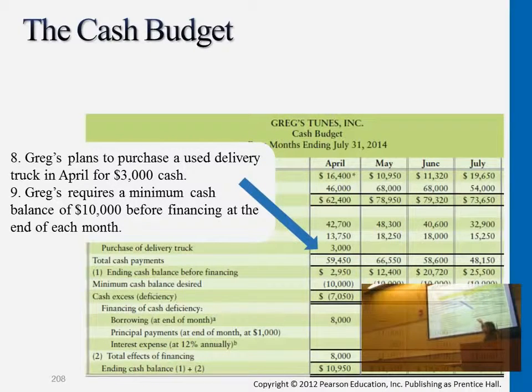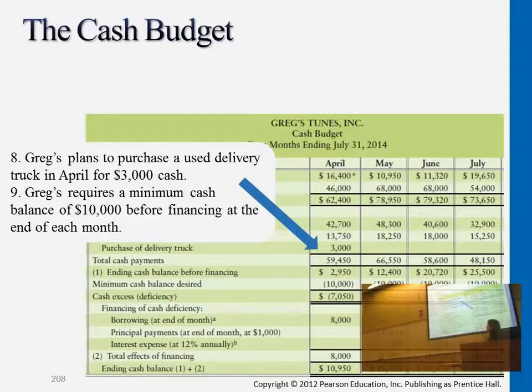becomes the $59,450. Okay, so label number 1 here, ending cash balance before financing. We're using whatever we paid subtracted from what we collected. So what we collected in April was $62,400 minus $59,450. You get the ending balance of cash, $2,950.